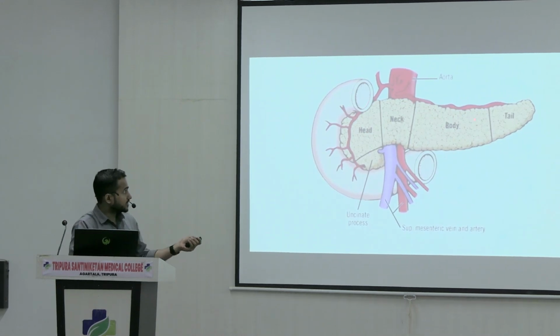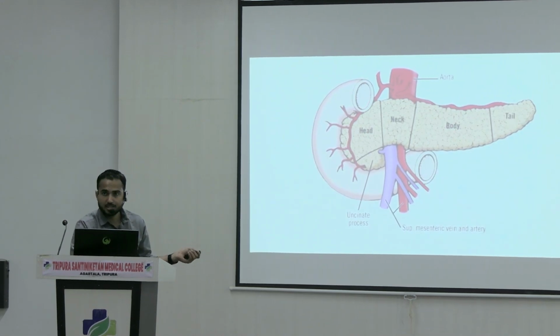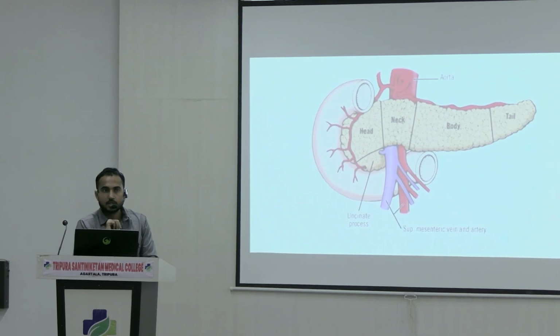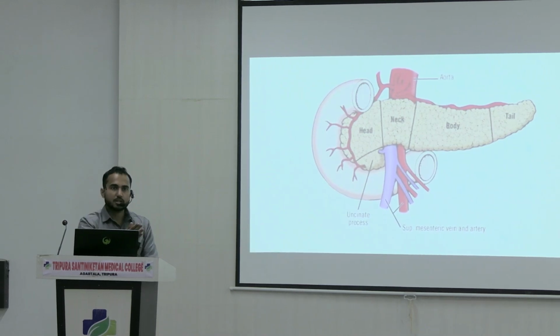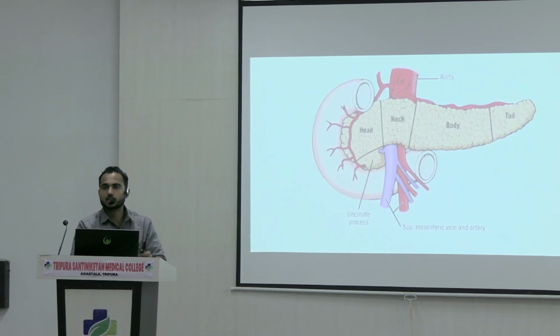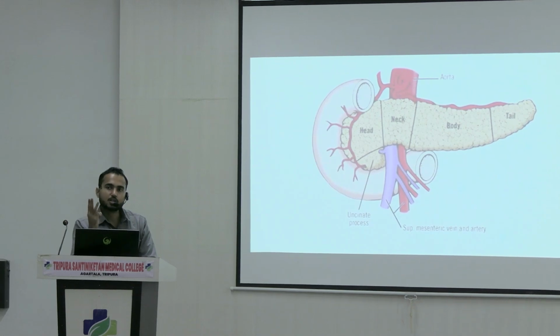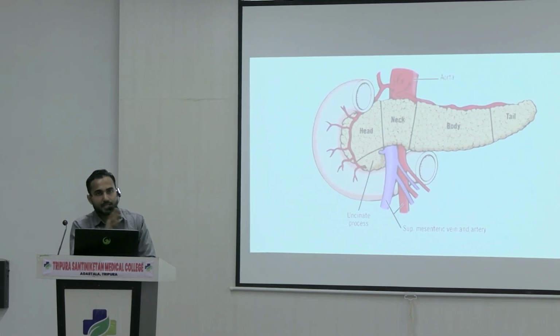Then if you see the body of the pancreas, three borders and three surfaces are there. The body of the pancreas is prismoid in shape, and if you take the cut section, the TS, then it is triangular in shape. It has three borders and three surfaces. That thing you have to understand, or else you will have to memorize all the surfaces and all the relations by heart.